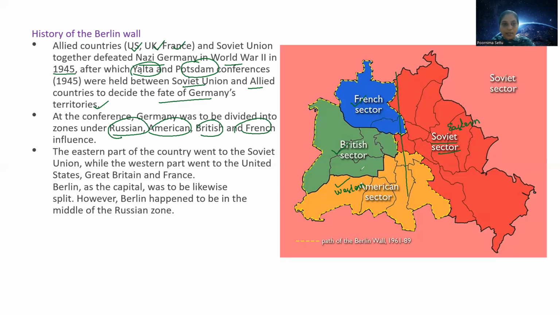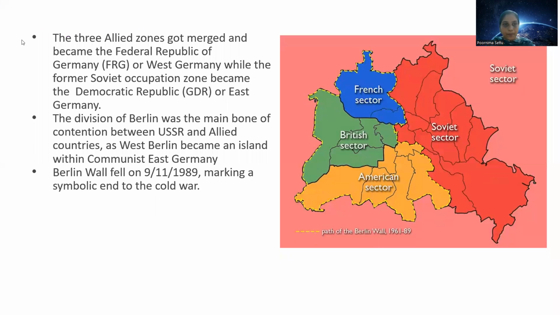Berlin was the capital, and they were going to split Berlin. Berlin was in the Russian zone. Once again the three Allied zones merged and became the Federal Republic of Germany, called the FRG or West Germany, while the Soviet occupation zone became the Democratic Republic, that is the GDR or East Germany.